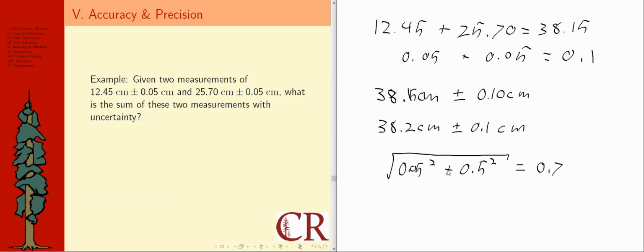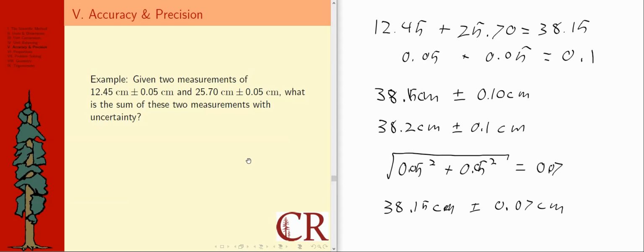Oh, whoops, I screwed up here. I missed some zeros. Let's put those zeros back in. 0.07 is what I meant to say there. So the final result with the fixes, hopefully rounded correctly, would be 38.15 centimeters plus or minus 0.07. Boy, I'm screwing up a lot on this one, but I'm going to let the video stay as it is because I'm not perfect and I'm cool with that, and we're all humans, so that's okay, right?